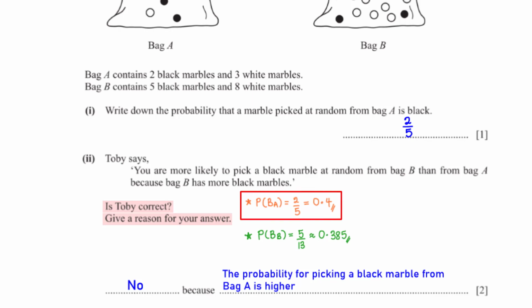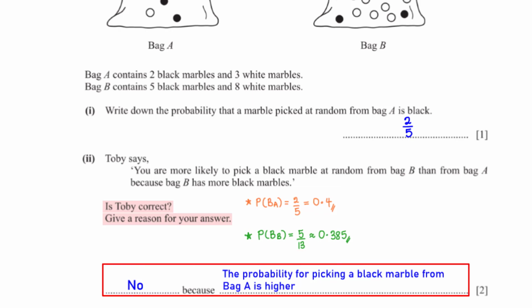The probability of picking a black marble from bag A is 0.4, and the probability of picking a black marble from bag B is 0.385. Based on this, Toby is not correct because the probability for picking a black marble from bag A is higher, which simply means it is more likely to pick a black marble at random from bag A.